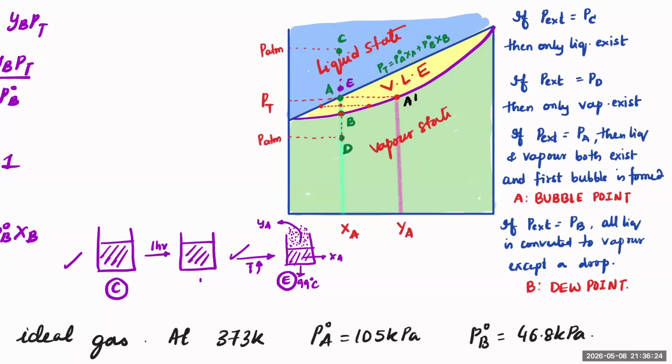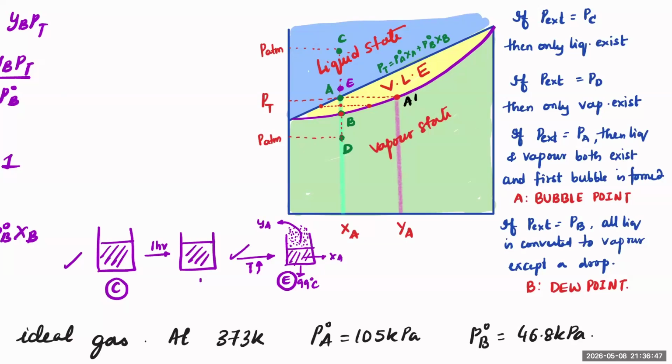Clear, everybody? So please understand the graph carefully, what exactly the states are. What happens if your external pressure overpowers your vapor pressure, or if it is less than the vapor pressure? Remember, if P atm, the atmospheric pressure, is greater than the total vapor pressure, the majority of the content will be in the liquid state only.